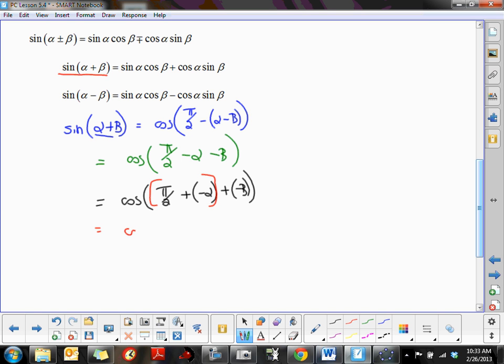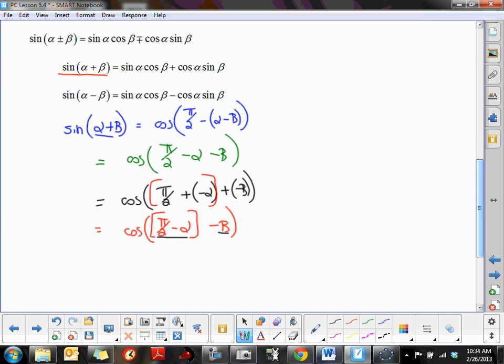So then it's going to be the cosine of pi halves minus alpha, then I want to put those in brackets, plus a negative beta. Well, I'm going to switch that back to just minus beta. So what we have is the cosine of two angles. This represents one angle, that's kind of like our first angle, and this is our second angle.